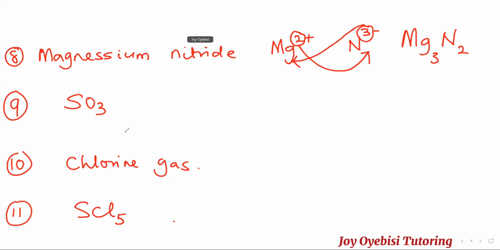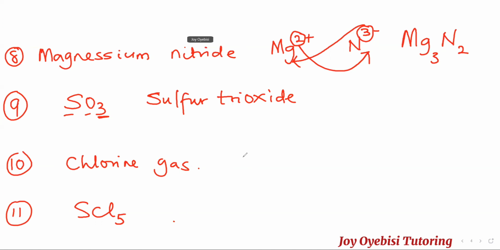SO3, that is a molecular compound. There is no metal, so it's molecular. These are 2 non-metals. So we are going to start with saying sulfur. Since you have just one, you don't have to use the prefix for the first element. So sulfur, then 3 oxygen becomes trioxide. Oxygen is oxide. So sulfur trioxide.